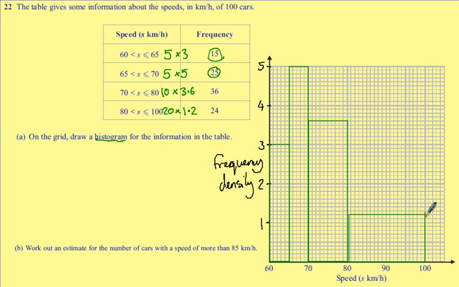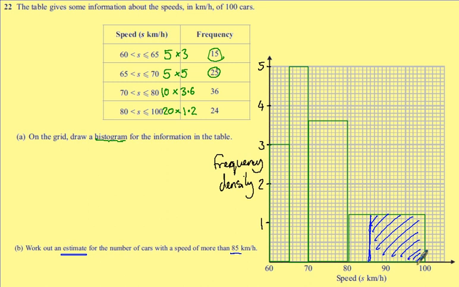For part B, I need to work out an estimate, and sorry that's so small, I need to work out an estimate for the number of cars with a speed of more than 85 kilometers. Okay, so let's look at where 85 kilometers is on our histogram. Okay, so 85 kilometers an hour is here. So I'm interested in all of these cars that are in this part of my histogram.